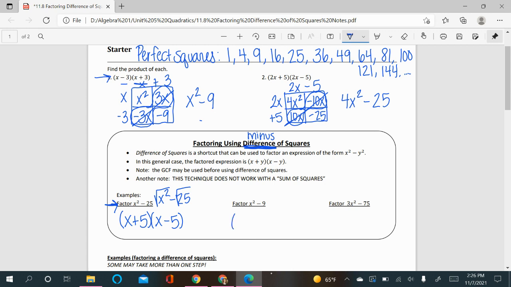All right, the next example, x squared minus 9. The square root of x squared is x and x. The square root of 9 is 3 and negative 3. Then let's take a look at this one. Hopefully when you look at it, you realize 3 is not a perfect square. It is not in that list, and neither is 75. So we are going to look for a GCF first.